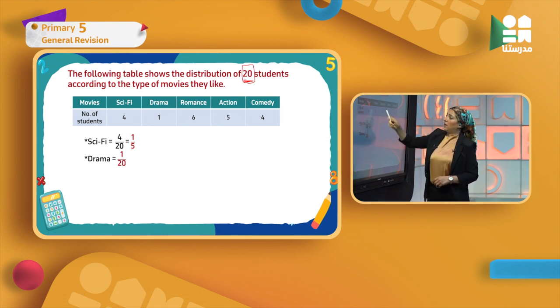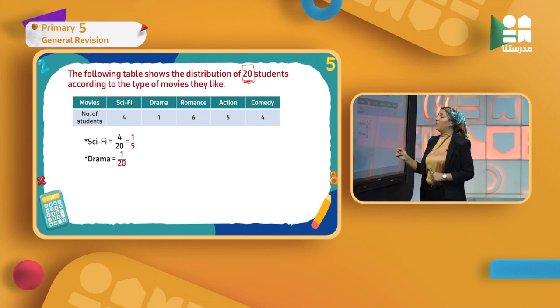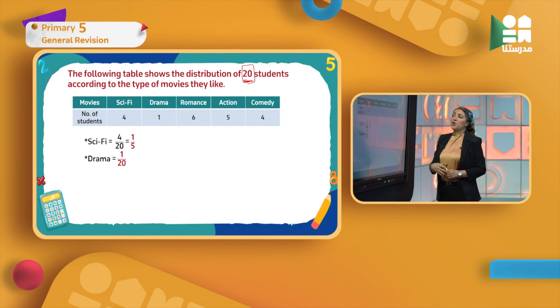How many like drama? Only 1 student of the 20 students likes drama. 1 is the simplest form of everything, so I cannot simplify this one further. Now we move to romance. I have 6 students who like romance out of the 20 students, so it's 6 over 20, divided by 2 is 3, and divided by 2 is 1.